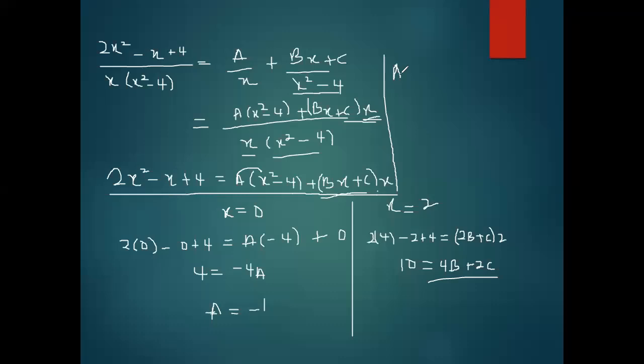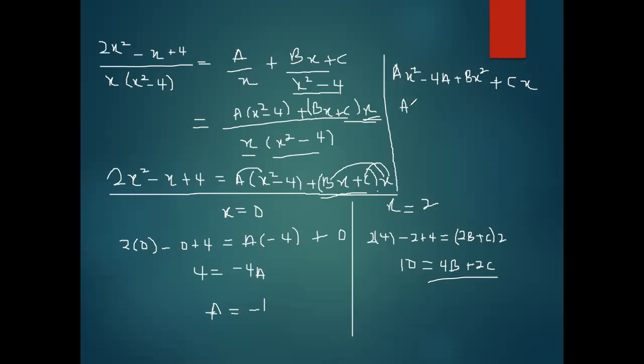So I'm going to have ax squared minus 4a plus bx squared. bx squared means this and this times this, and then finally c times this, so plus cx. Good. So we are going to group like terms.